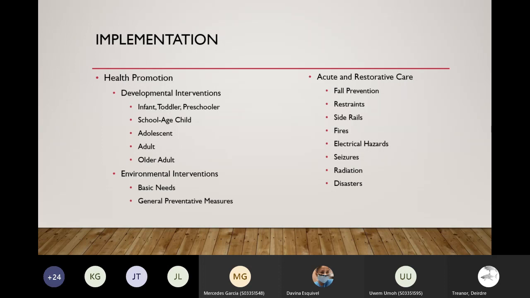Fire, you want to use the mnemonic RACE. Rescue or remove all patients in immediate danger. Activate the alarm. Confine the fire by closing all doors. And then extinguish if you can. If you are using a fire extinguisher, you're going to use the mnemonic called PASS. Pull the pin. Aim at the base of the fire. Squeeze the trigger and then sweep from side to side.